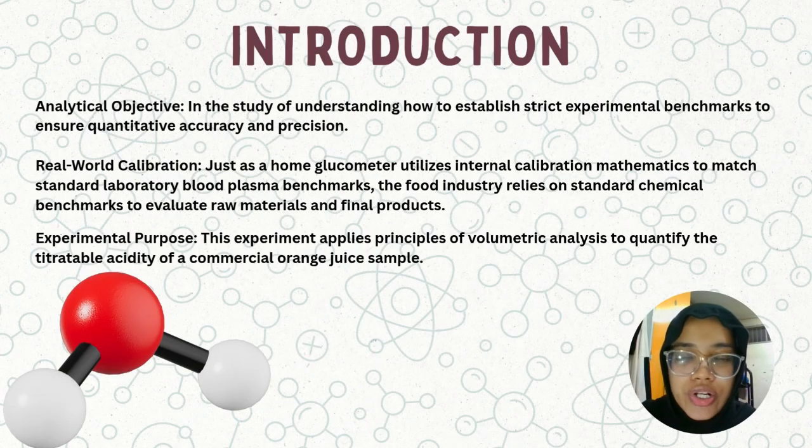I will explain this experiment in the study of how to establish experimental benchmarks to ensure quantitative accuracy and precision. A home glucometer utilizes internal calibration mathematics to match standard laboratory blood plasma benchmarks. The food industry relies on standard chemical benchmarks to evaluate raw materials and final products. This experiment applies the principle of volumetric analysis to quantify the titratable acidity of a commercial orange juice sample.